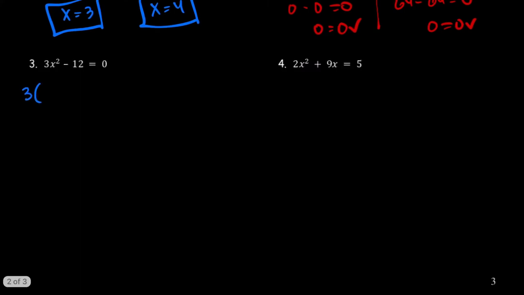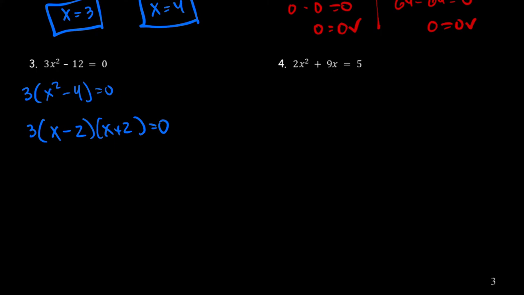Divide both of those by 3. That gives me x squared minus 4 equals 0. Now, this is my favorite factoring technique, difference of two perfect squares, x squared minus 4. So we get 3 times (x minus 2)(x plus 2) equals 0.